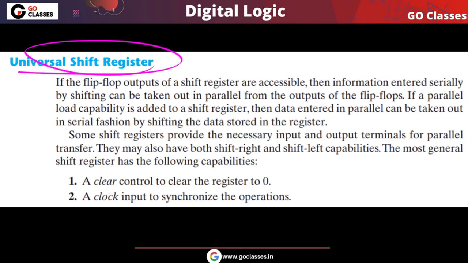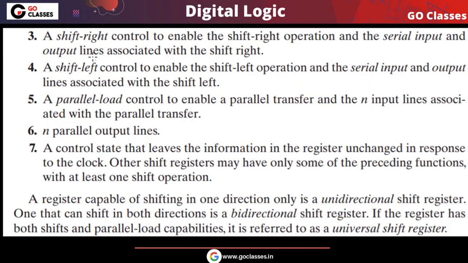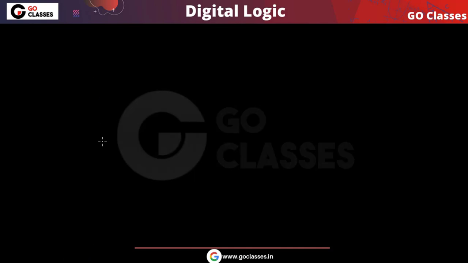In a universal shift register, you have a clear input. If you want to clear the register to 0, then you have the clear input. You have a clock, which is applicable to all the flip flops. Similarly, you have shift right, shift left, and parallel loading, and you have parallel output. All these functionalities that we have seen so far, we want.